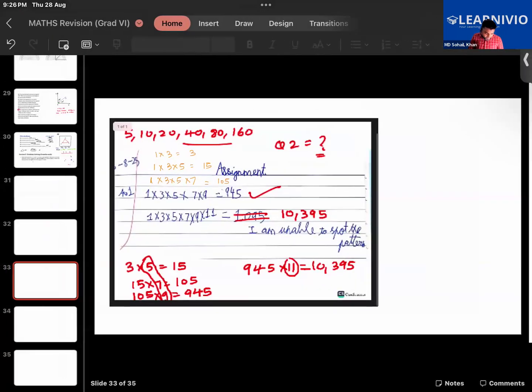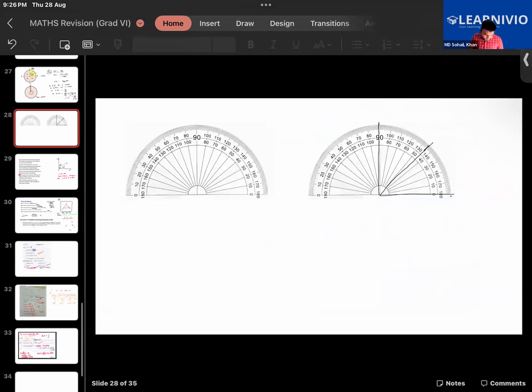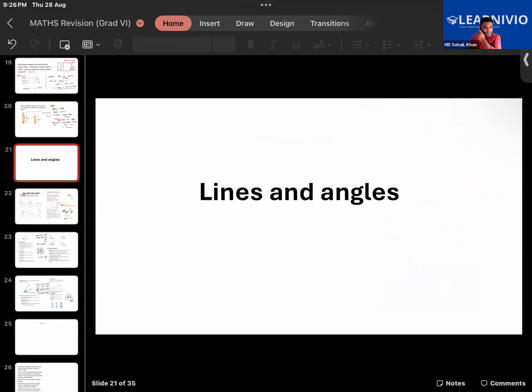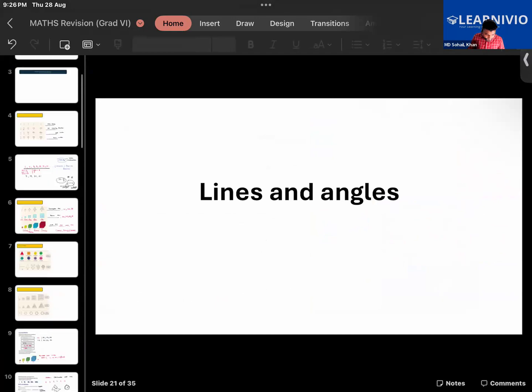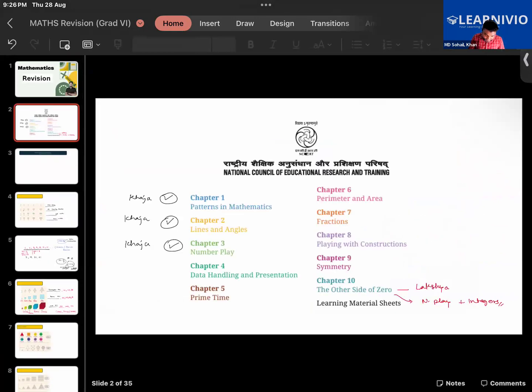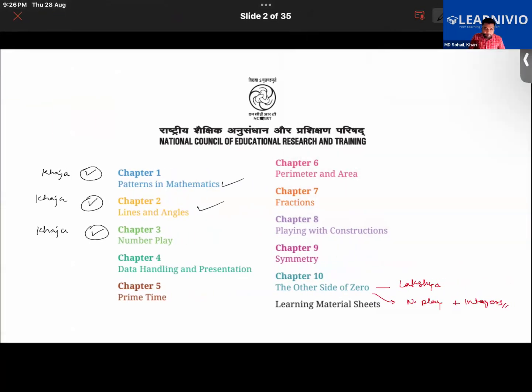Nafis, you have not uploaded your assignment. So in the next class, we are done with lines and angles, and we are done with the first chapter also, patterns in mathematics. So these two chapters we have done so far. Sir, what will be the next chapter? Regarding that, I'm going to discuss with you guys.